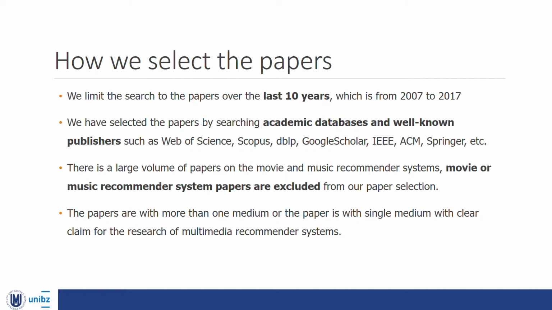During the search, there's a large volume of papers on movie and music recommender systems. Those papers are excluded from our paper selection because usually when a user watches a movie, at the same time they don't consume other media objects. That's the reason we consider this a single media recommender system. The papers we selected usually involve more than one media, and some of the papers involve a single media, but they have a clear focus on multimedia recommender systems.